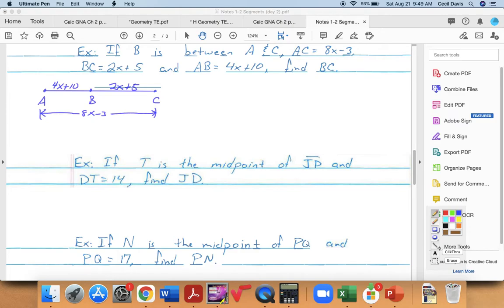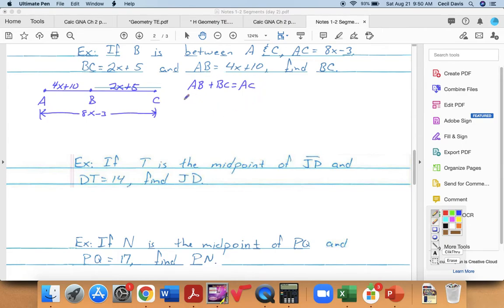Now we can use the segment addition postulate to write the general equation for this. The length of the two short pieces added together gives me the length of the whole segment. So the two short pieces, the length of AB plus the length of BC is equal to the length of AC. That's the segment addition postulate. Remember, no segment bars above these when we're talking about the lengths. Anytime we have an equation, there will not be any segment bars on those.